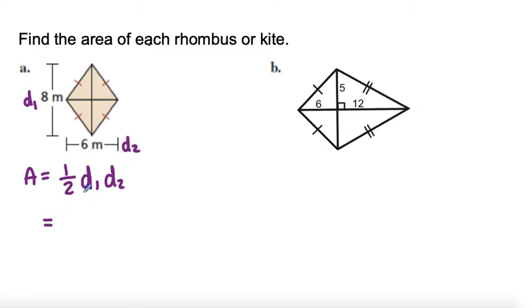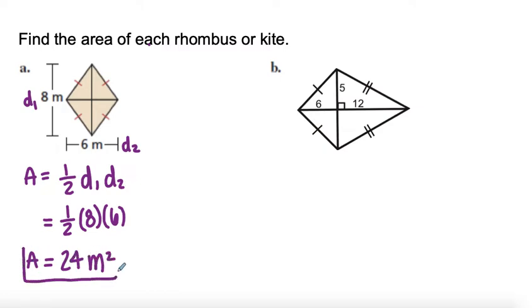What I'm going to do is plug that into the formula. So now I have 1/2 d1, which is 8, times d2, which is 6. Well, 1/2 times 8 is 4. 4 times 6 gets me 24. So I have 24 meters squared.